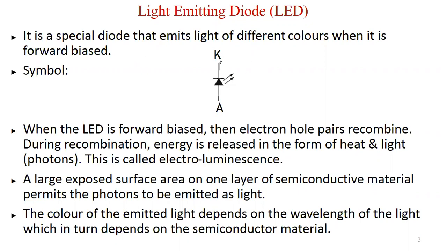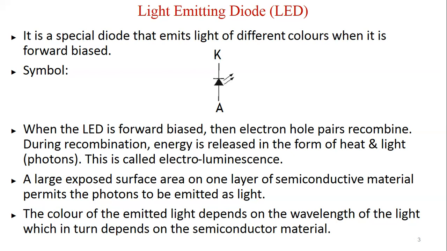So this is the symbol of a particular LED, right? It seems to be like the symbol of a diode, but here we see two arrows. These arrows going outward from the diode represent that light is emitted from the junction of this diode. So this is the symbol of an LED. It specifies the anode and the cathode, right? The smaller dash is the cathode terminal, while the triangle side is the anode of this particular diode.